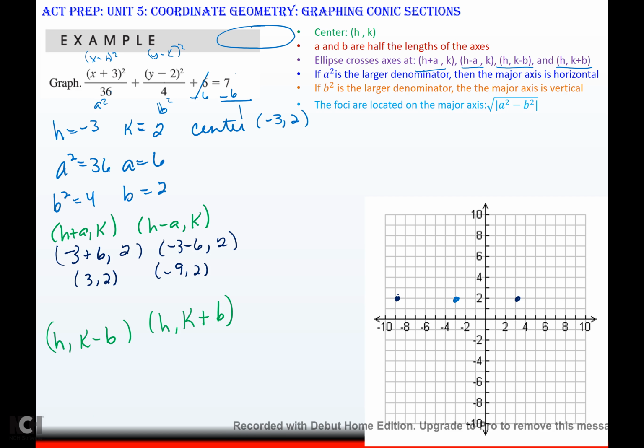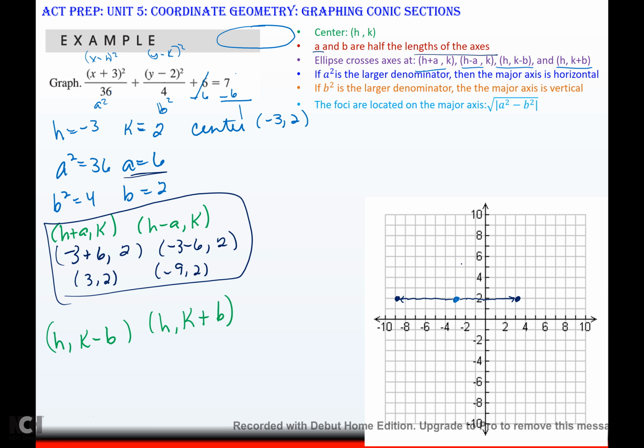So if I plot those, 3, 2, and negative 9, 2, but what I was going to show you is, if you look, a is 6, and it says that a and b are half the lengths of the axes. So if a is 6, and that's half the length of the axis, all that means I have to do is go 1, 2, 3, 4, 5, 6 this way, and 1, 2, 3, 4, 5, 6 this way. And I get the same points, and I don't have to do all this work. Especially on an ACT, not that they're going to probably ask you to graph one on an ACT, but they might ask you to match graphs, and who wants to do all that to figure out your vertices when all you have to do is count out a both ways from the center.